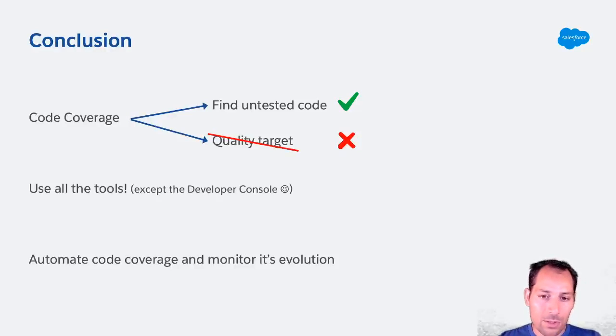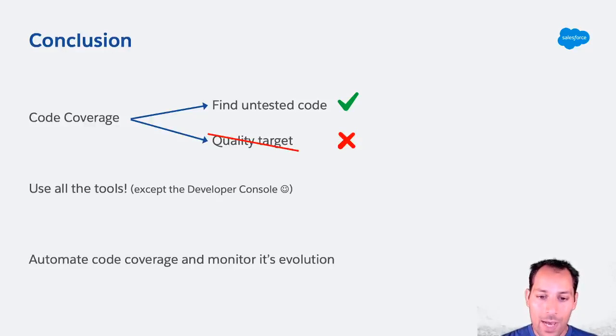Now it's time for me to conclude. I think I've convinced you that code coverage is basically used to find untested code, but it's not something that is meant as a quality target. We do require 75% code coverage for Apex, but you should not stop at just looking at this number. You should also make sure that you test for the right things.